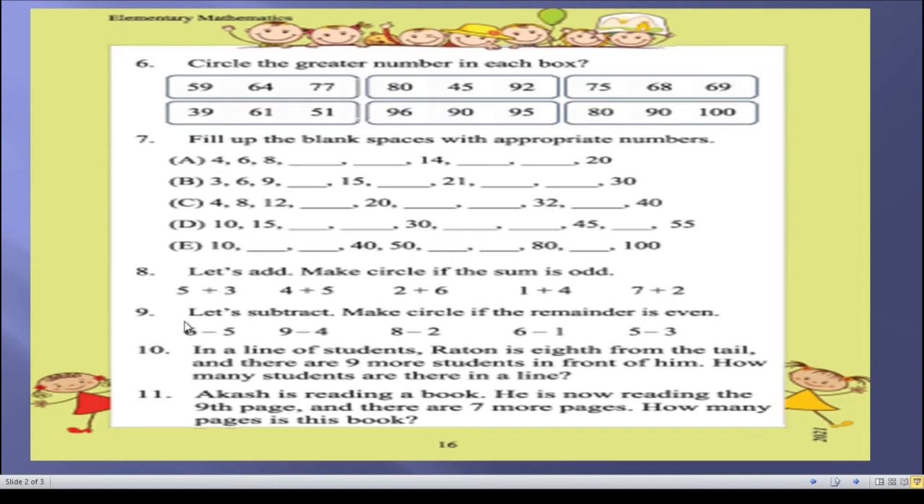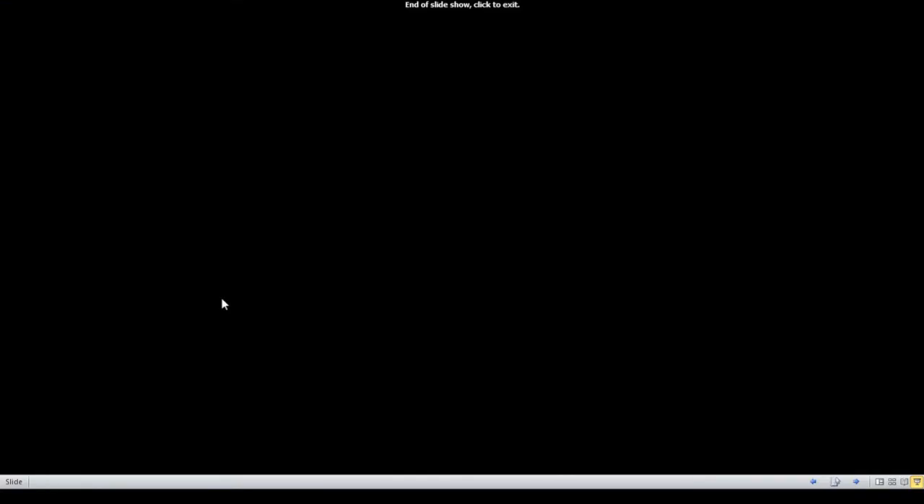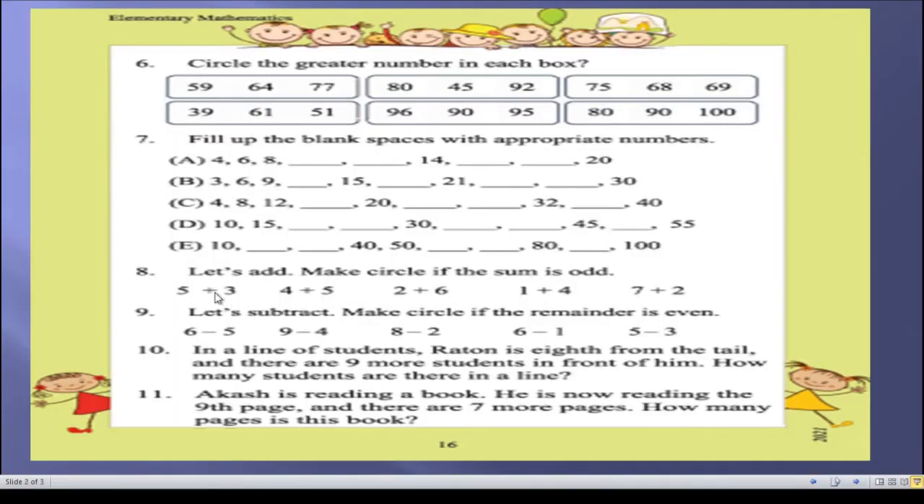So now we will try to solve this. First of all, here we can see that 5 plus 3 is equal to what? So we will try to solve it. You know that 5 plus 3 is equal to 8. So the answer will be 8. And you know that 8 is not an odd number, so we should not make a circle in the result.